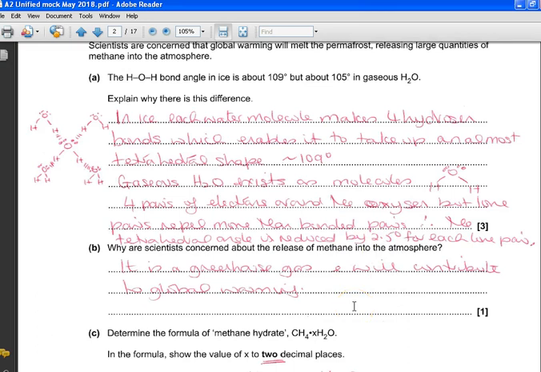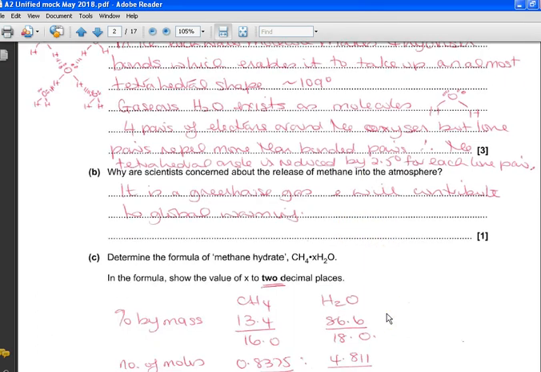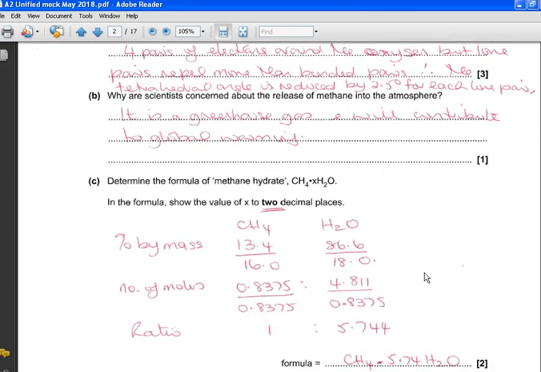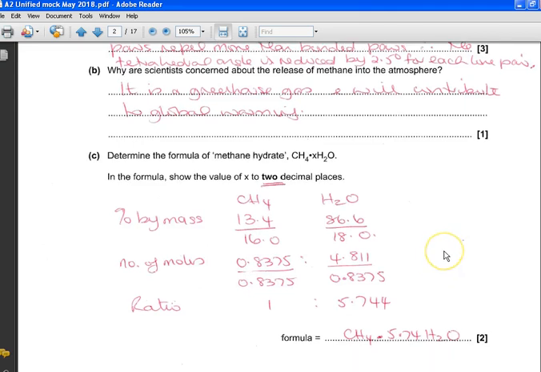Why are they concerned about the release of methane into the atmosphere? It's a greenhouse gas, and that's going to contribute to global warming. And really, that's something you should know, not something I've specifically gone over with you, but you know about the greenhouse effect, you should understand about global warming.